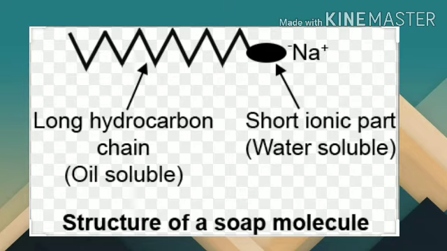Here we have the structure of a soap molecule. On the left hand side there is a long hydrocarbon chain which is called the tail and it is oil soluble. On the right hand side is a short ionic part which is called the head, and it is water soluble.